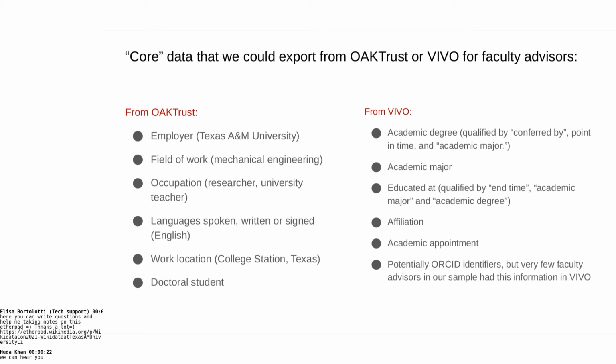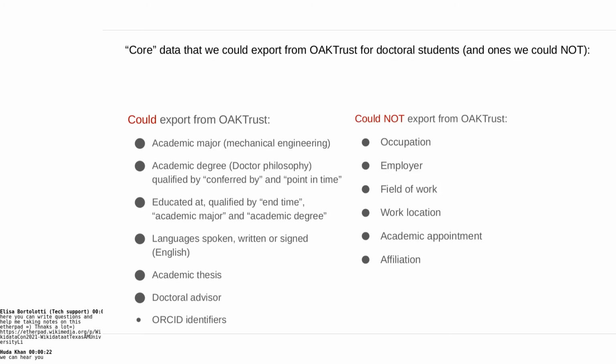And on this screen, it shows you on the left side the properties we were able to export from OakTrust for faculty members. And on the right side, it shows you the ones we could export from VIVO. And on this screen, it shows you the properties we could export from OakTrust for doctoral students. And on the right side, it shows you the ones we couldn't. That had to do with what they did after they graduated.